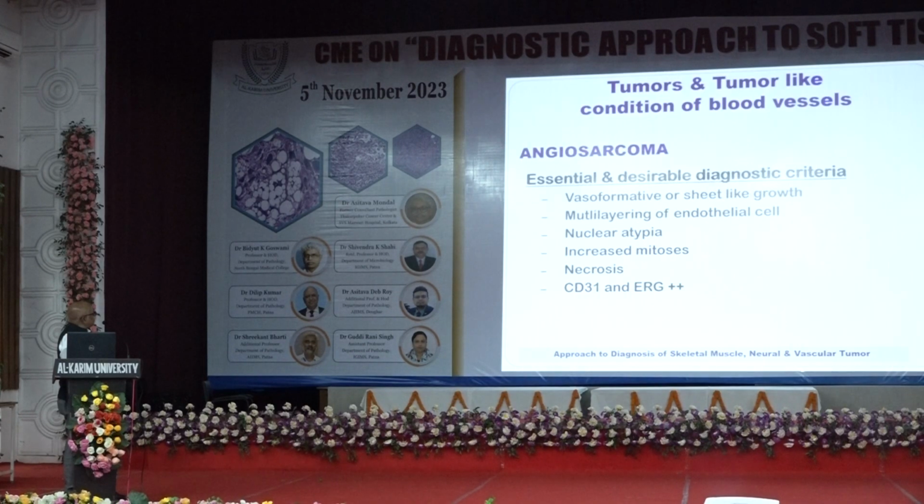So the essential and desirable diagnostic criteria for angiosarcoma are vasoformative sheet-like growth, multi-layering of endothelial cells, nuclear atypia, increased mitosis, necrosis, and IHC positivity. I think this morphology is quite leading for a morphological diagnosis of angiosarcoma. Vasoformative sheet-like growth, nuclear atypia, increased mitosis: yes, think of angiosarcoma with the history and the location. And if your institute is not doing the IHC, then you can advise this IHC from an oncology center.